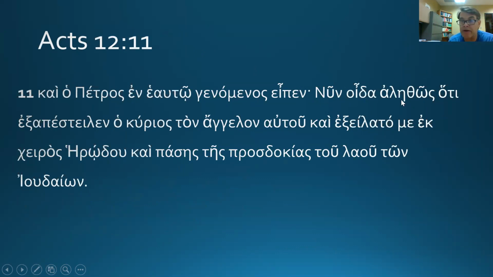quote, now I know truly that the Lord sent out his angel, and has taken me out from the hand of Herod and every expectation of the people of the Jews. Okay, so God has delivered him. Humans thought they had it figured. They'd done their strategic plan. They'd planned it out tactically, but God kind of, bam, trumps it.